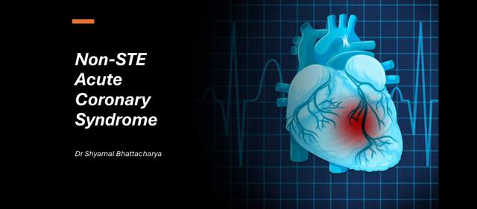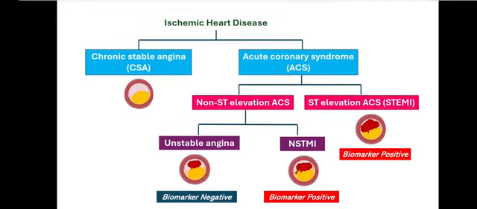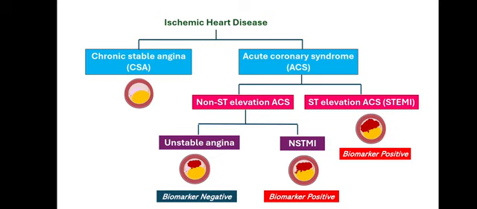Today's topic is non-ST elevation acute coronary syndrome. We know that ischemic heart disease is broadly divided into two groups: chronic stable angina, that is CSA, and acute coronary syndrome, that is ACS. The common pathology in both is an atheromatous plaque comprising a central lipid core with a fibrous cap, causing obstruction of the coronary artery lumen.